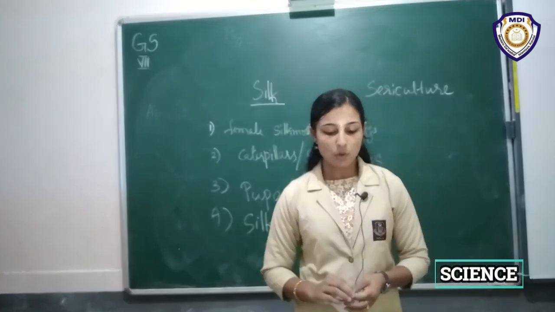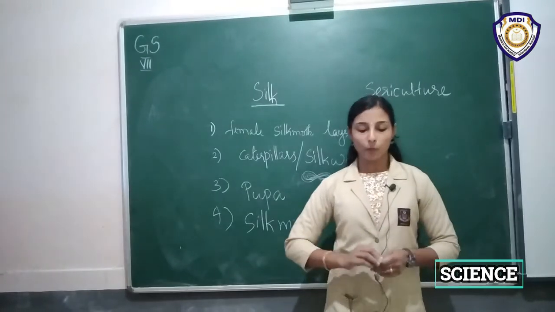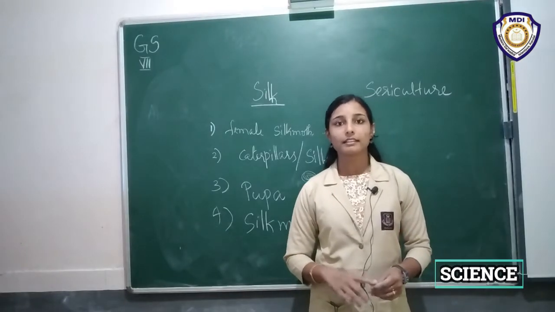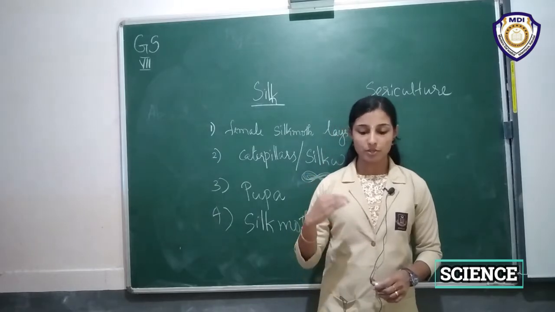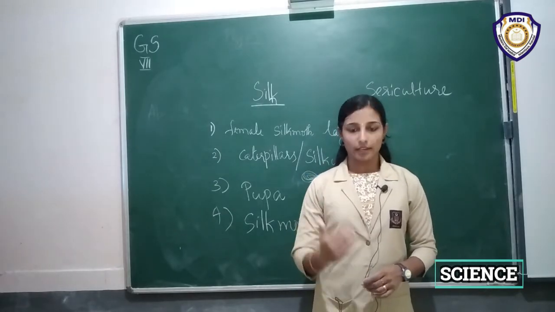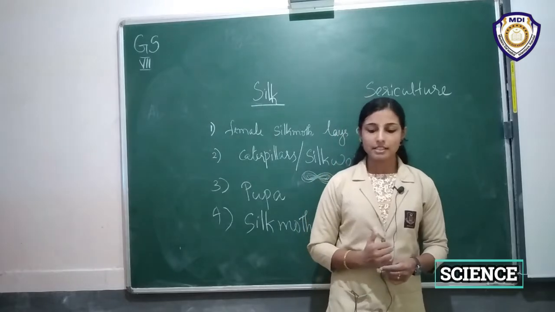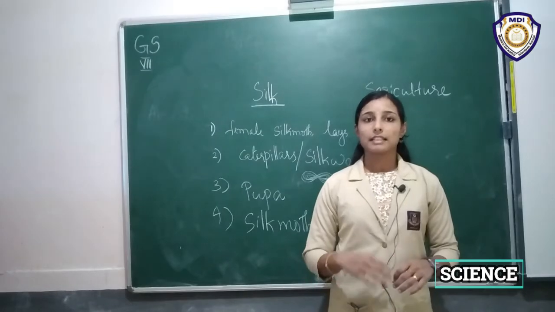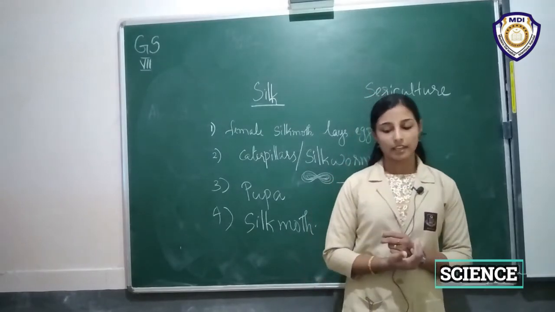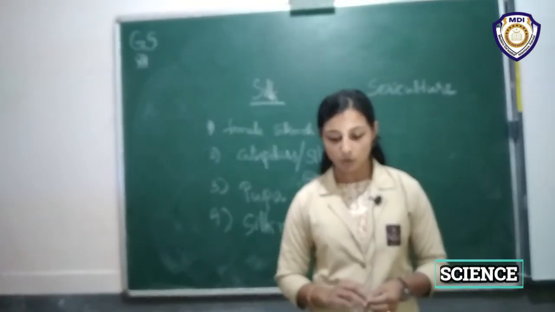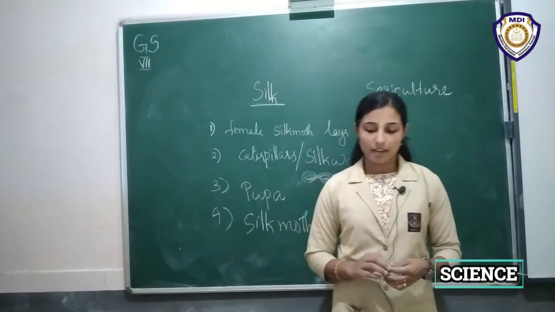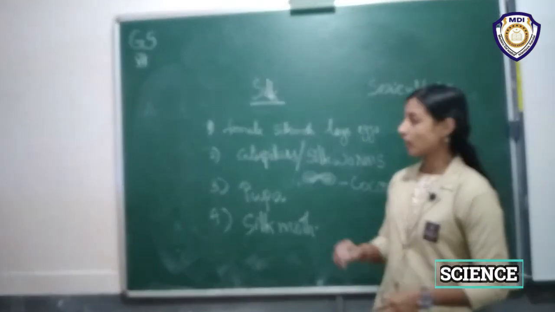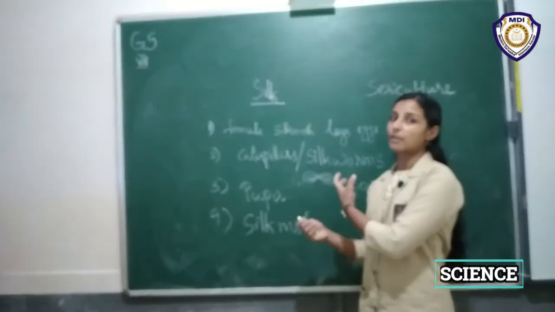The cocoons are kept under the sun, boiled, or exposed to steam. When they are exposed to the sun or steam, the silk fibers are separated out. The process of taking out threads from the cocoon for use as silk is called reeling the silk. That means we have to get the silk fibers from this cocoon.